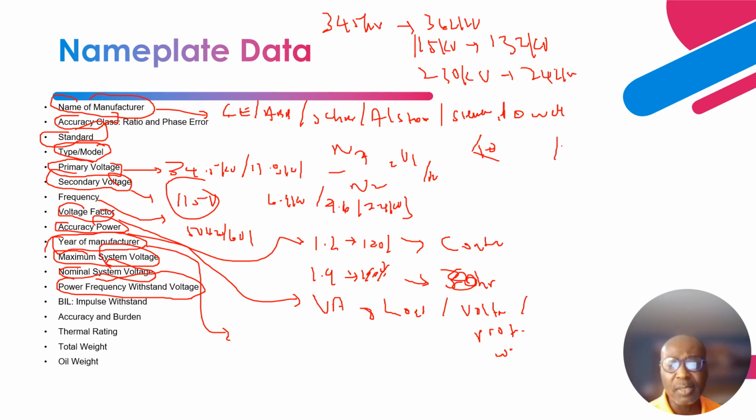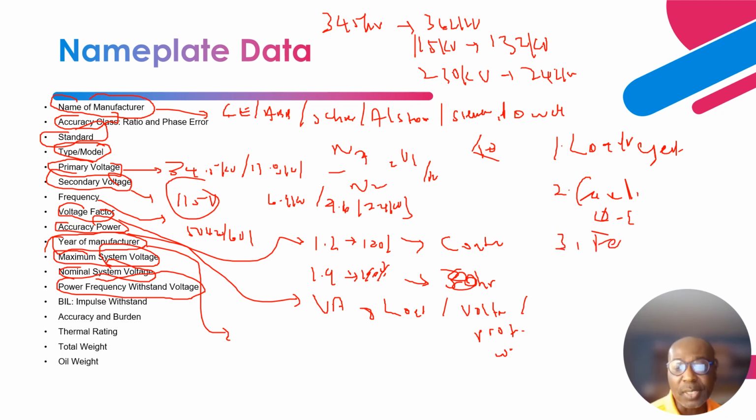And the first one is load rejection. Next is fault recovery after fault clearing of a phase to earth fault. Next is ferroresonance condition.